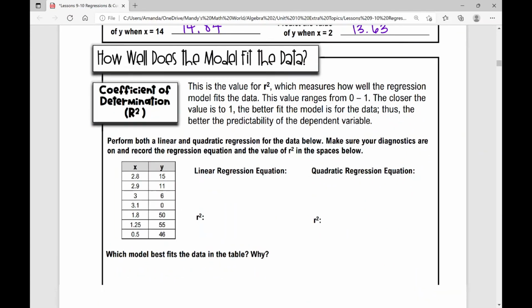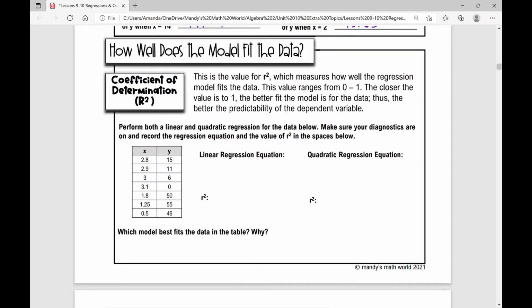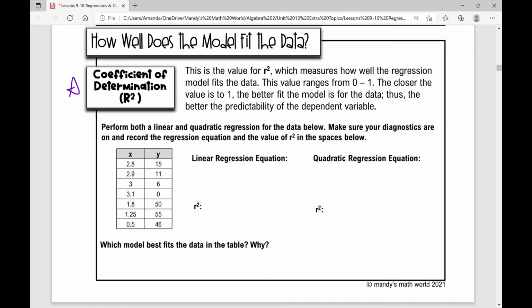How well does the model fit the data? In this section, we're going to be talking about something called the coefficient of determination. This is the value of r squared. It measures how well the regression model fits the data.